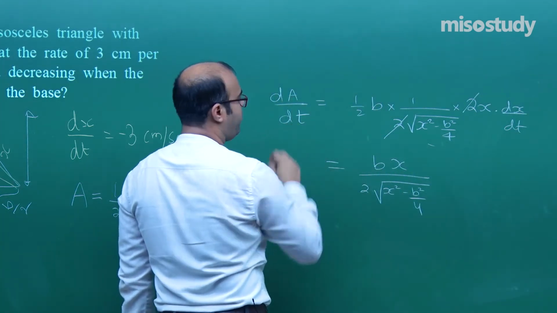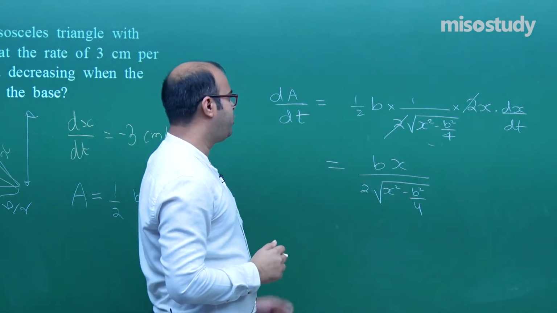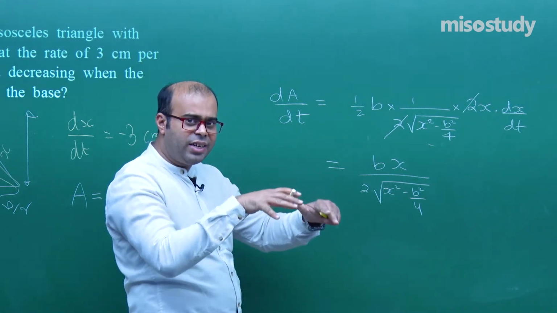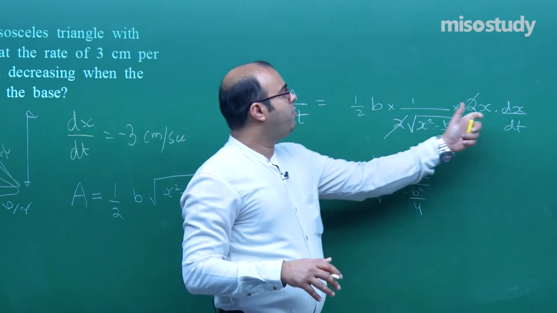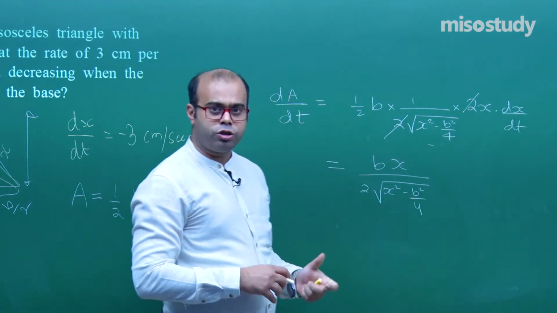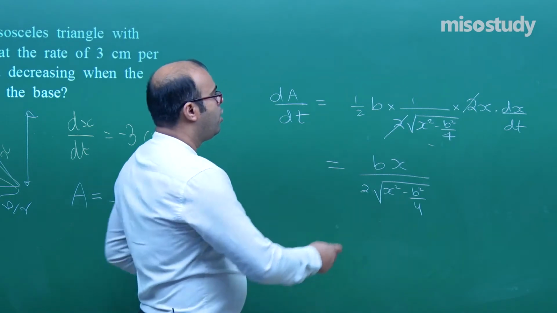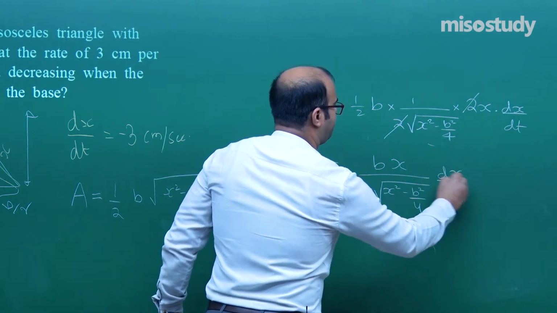Okay students, we have differentiated area with respect to x, but we have to differentiate area with respect to time. Area is decreasing with time obviously, so we will differentiate it with time, then there will be a differentiation of x with time also by parametric form. So there is dx by dt here.